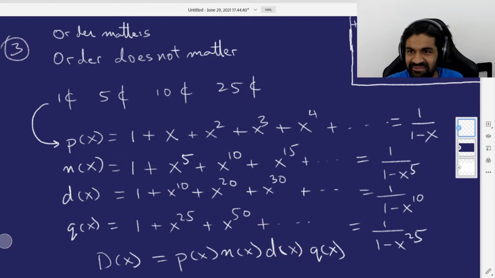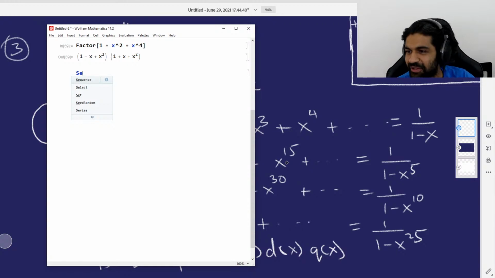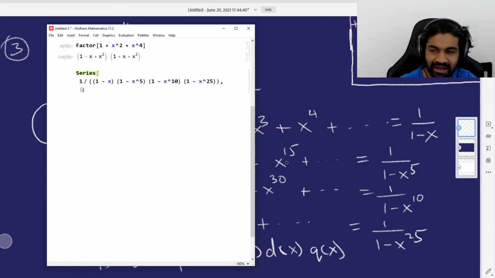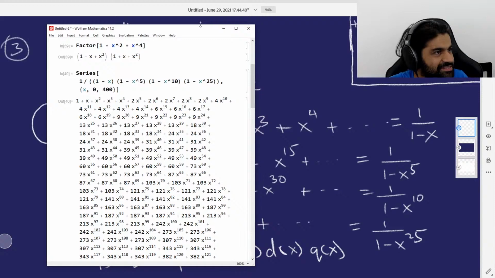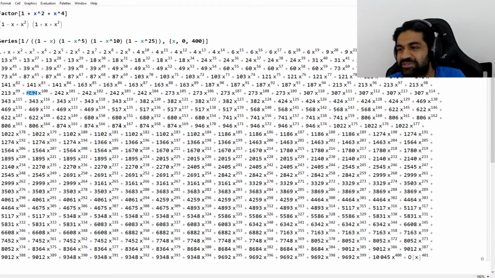Okay, so let's do it. Maybe you don't believe me, and it's so easy. By the way, this is often a programming interview question, and you're supposed to use dynamic programming. But I feel like the best answer is to pull out my calculator and ask for the Taylor series of 1 over 1 minus x, 1 minus x to the 5th, 1 minus x to the 10th, 1 minus x to the 25th. So please give me the Maclaurin series of this. Give me the first 400 terms, why not? Boom. And then look for the coefficient of x to the 100. Where is it? x to the 100. There are 242 ways to make change for $1 using these 4 coins. One line of code. How nice is that?